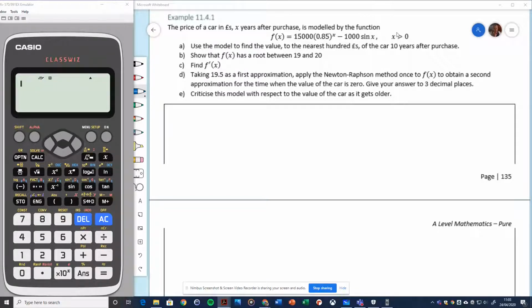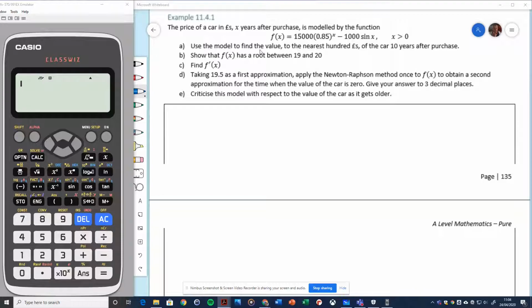Now it's not clear in the question, but if we look ahead to part C, we're going to be differentiating it, and differentiation needs radians. So for that reason, let's make sure your calculator is in radians mode straight away.